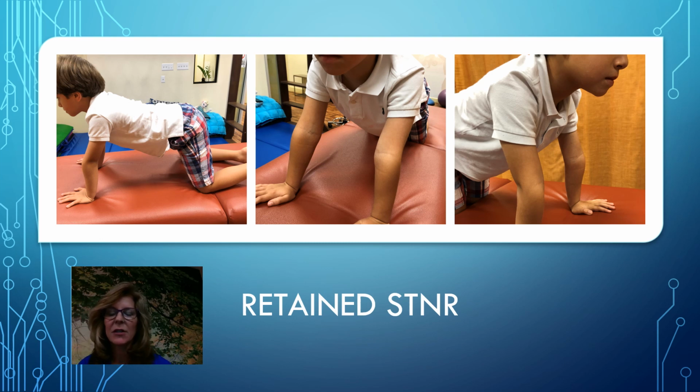Here is a picture of a young man who has an orthopedic problem as a result of a retained STNR. And you'll notice how the elbows are almost inverted, and we see this on a number of our children. One of the reasons why the STNR is also so important is that it can interfere with a child's ability to stay seated and to focus and see information on the board and copy it onto their paper and look far away and look near, and it interferes with their ability to feel comfortable in their own bodies.